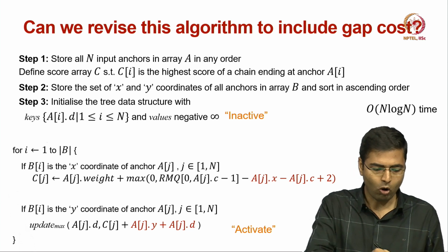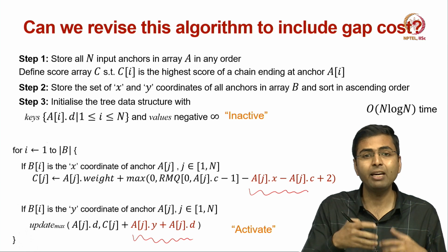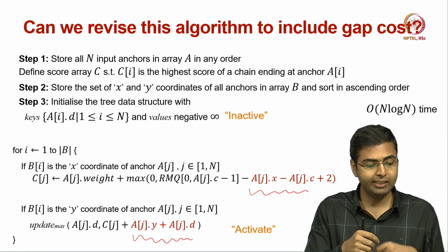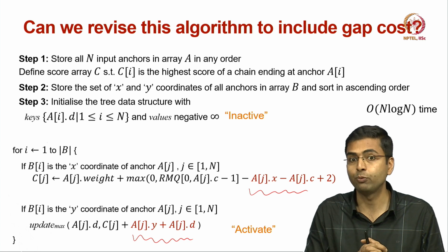And observe that all the modification that we had to make in the algorithm is actually ultimately very minor. So, by changing these two lines, we are able to incorporate gap cost in the chaining definition as well.